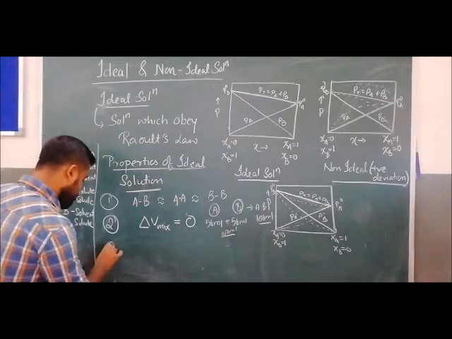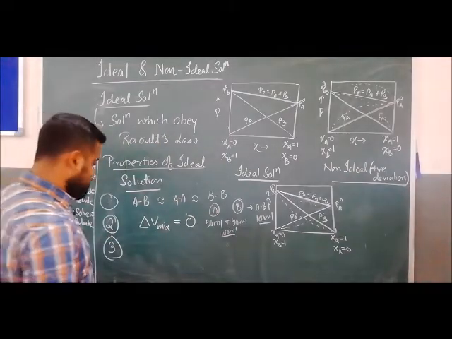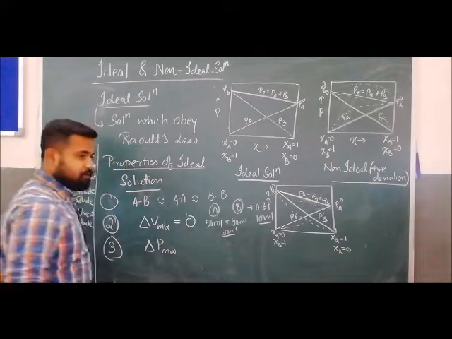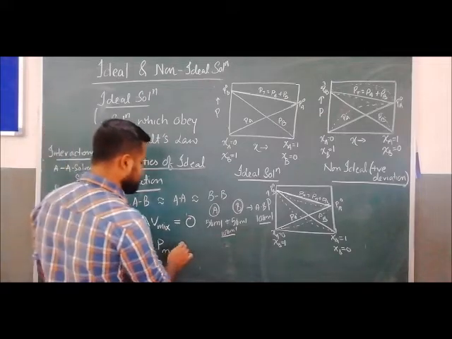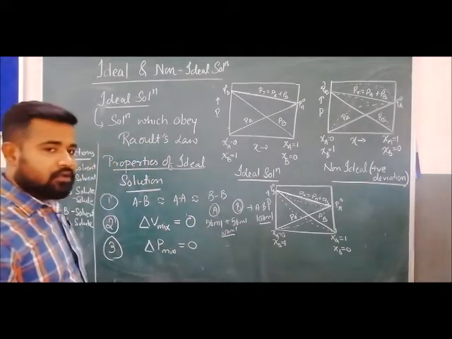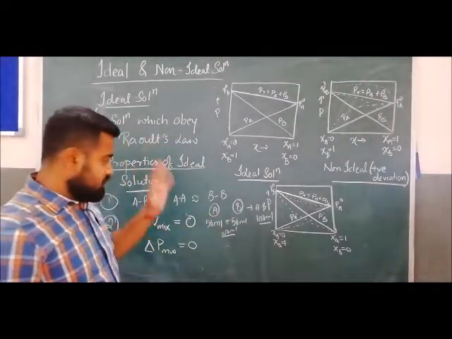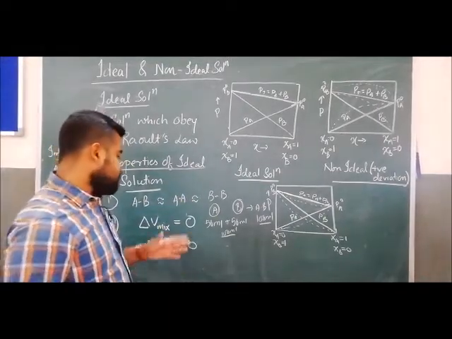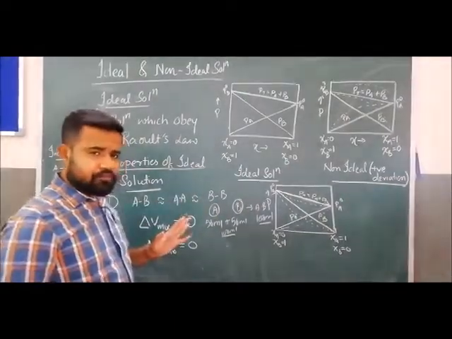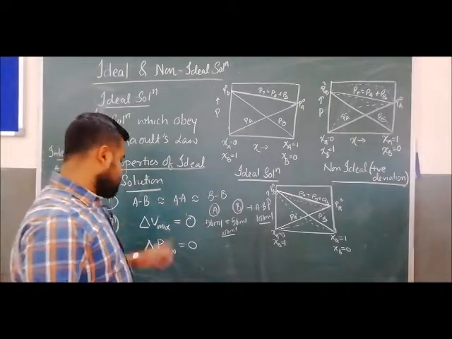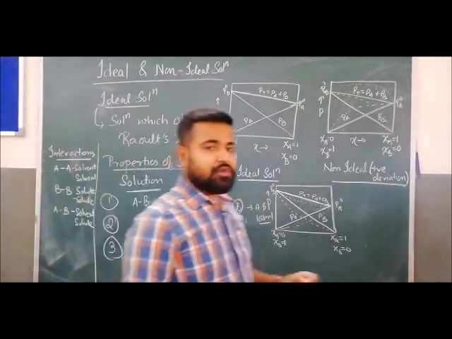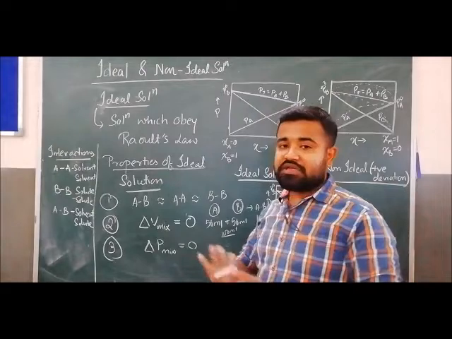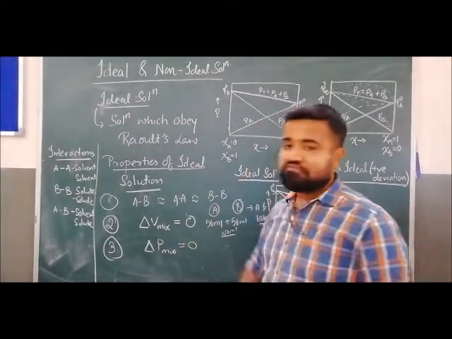Then the third property is delta P mix, meaning the vapor pressure. The vapor pressure will also remain constant, since there is no change in the interaction before and after. We can say there is no net effect of the interaction before and after the preparation of the solution. So the change in vapor pressure will remain constant, there will be no more change in the vapor pressure, meaning the change remains 0.